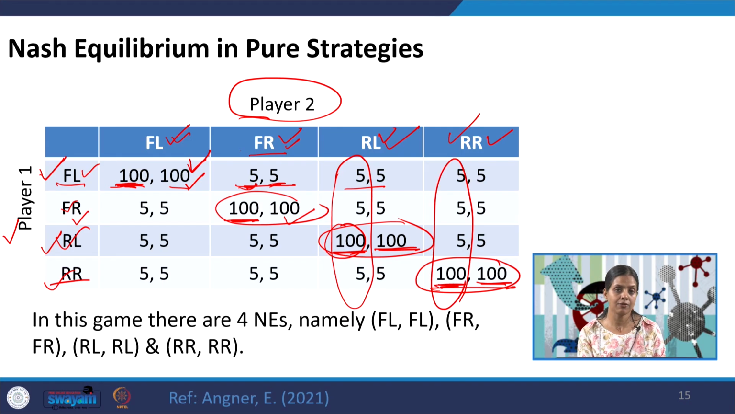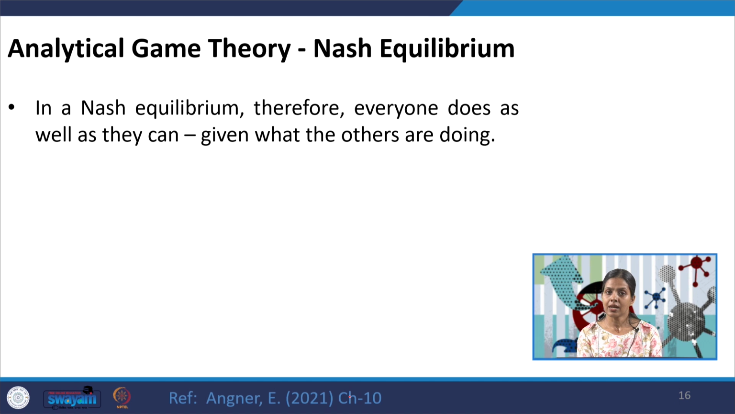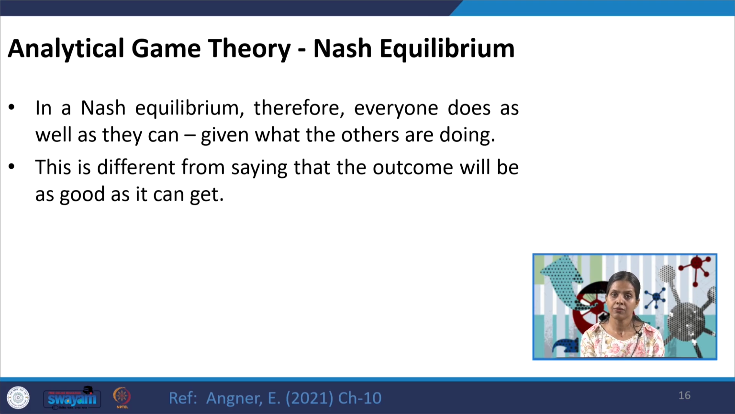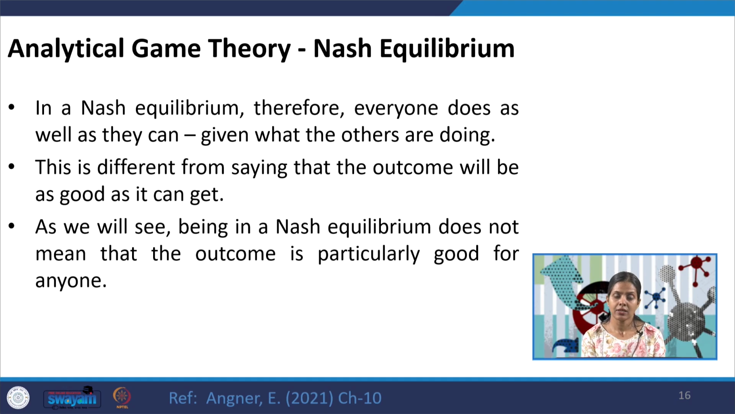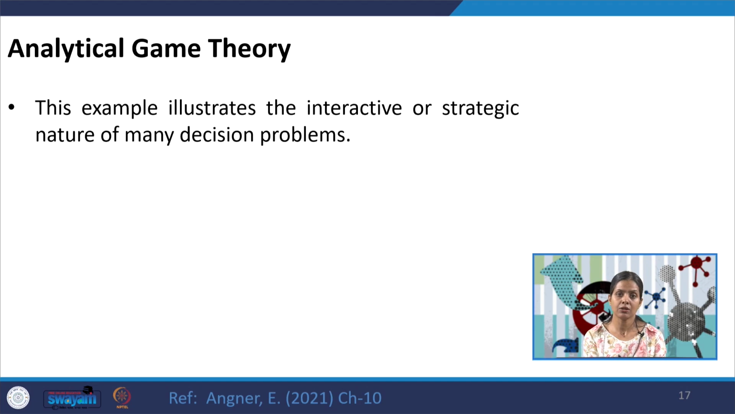In this game there are 4 Nash equilibria, namely FL, FL; FR, FR; RL, RL; and RR, RR. As long as they give the same answers, they are going to be equally better off, and these are the best responses for them. So, in a Nash equilibrium, everyone does as well as they can given what the others are doing. This is different from saying that the outcome will be as good as it can get. As we will see, being in a Nash equilibrium does not mean that the outcome is particularly good for anyone.